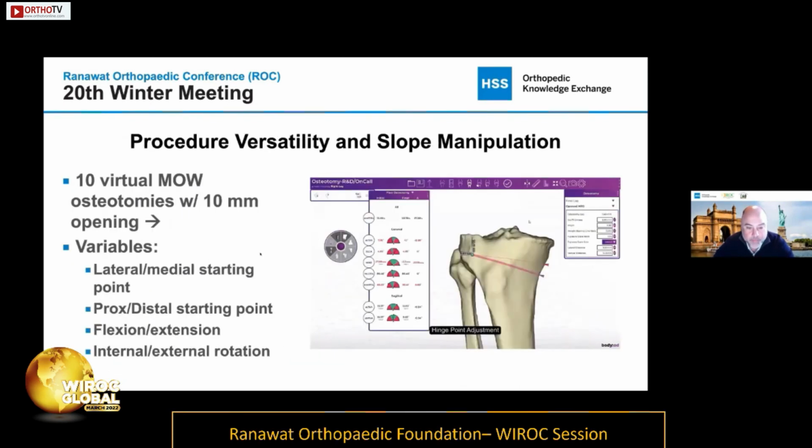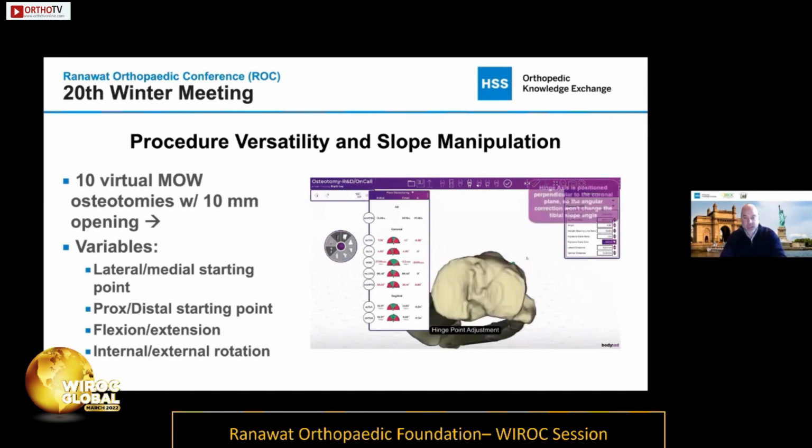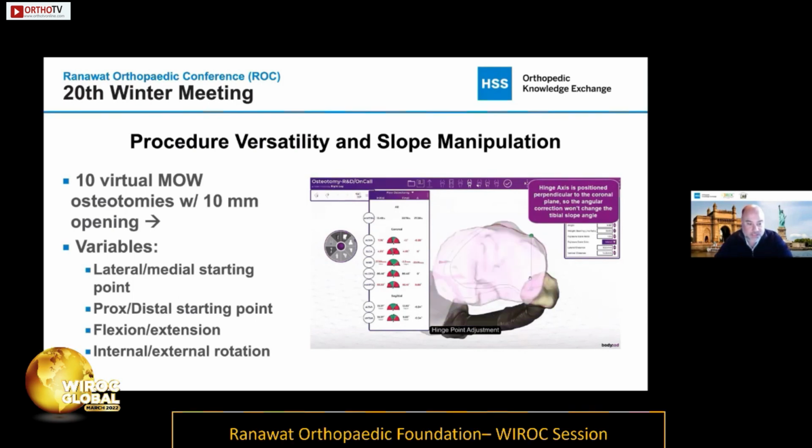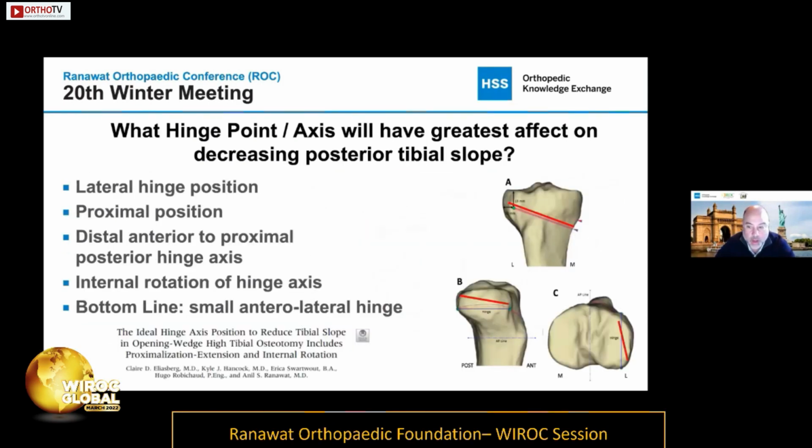manipulate slope. We did a study where we did 10 virtual osteotomies, and we looked at all different variables of where you want to put the hinge axis. What's the ideal hinge axis for a slope-reducing osteotomy? This paper was published in Arthroscopy, and basically a small anterolateral hinge that's laterally based, proximal-distal, anterior to posterior, aka an internally rotated hinge axis, will give you the best way to manipulate slope.